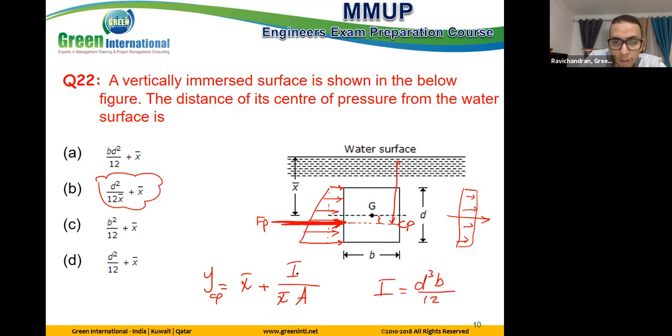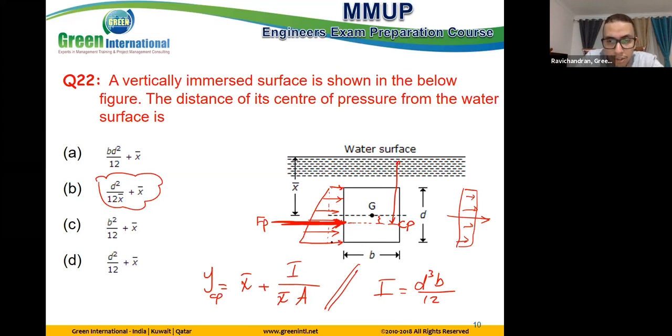If you substitute this here with the area B D, B cancels with B, and D cube cancels one D, remaining D square over 12. So D square over 12 times x bar, plus x bar. I don't need you to save anything from this; we solve this by the simple concept of balance of the units.